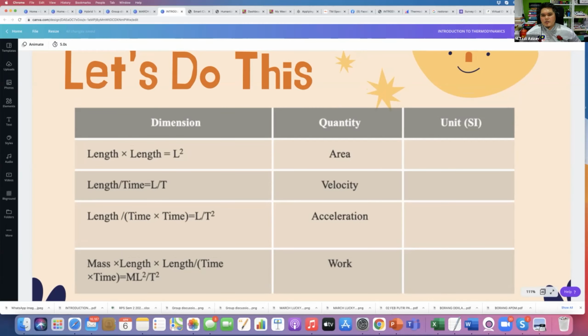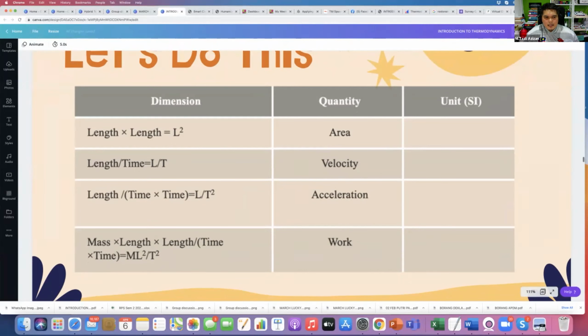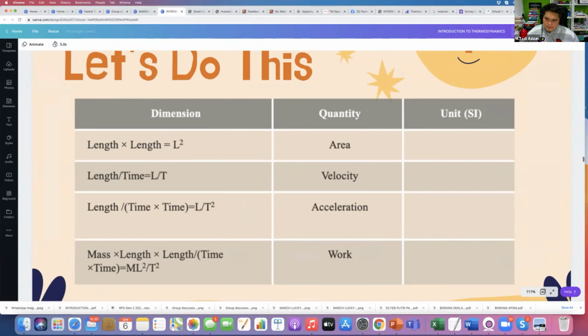So how about you spend some time, just list down the units related to this. If you can, just do it on your own first. For example, length times length, L square, is area, so what would be the SI unit there?